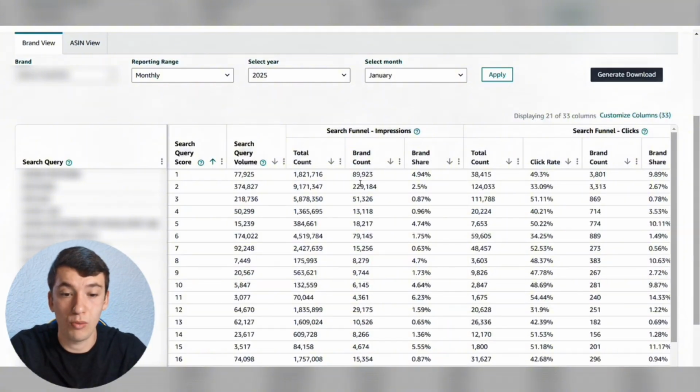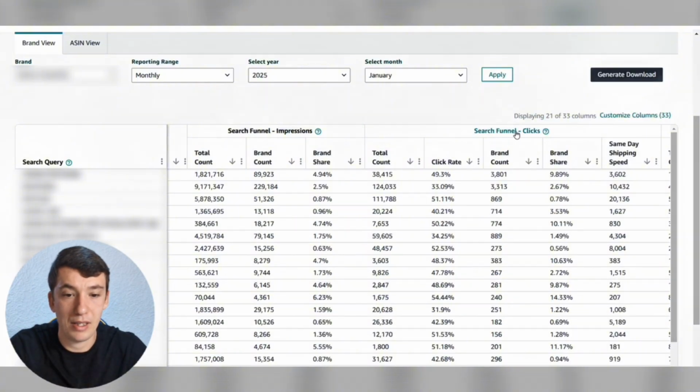We can see the brand count, which is our own impression, the amount of time people saw our listing. We can see the brand share, and we can see the same for clicks. So we can see the total clicks in this keyword. We can see our brand count. And by this data alone, I can determine my click-through rate, and I can determine the click-through rate of the market. And I can do the same for the conversion.